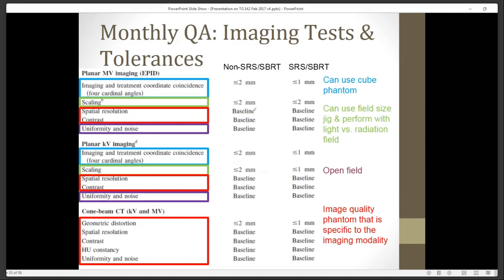And then uniformity and noise can probably be best done with just an open field for the planar imaging. For the cone beam, it's best done with some sort of a phantom that has a uniform density.